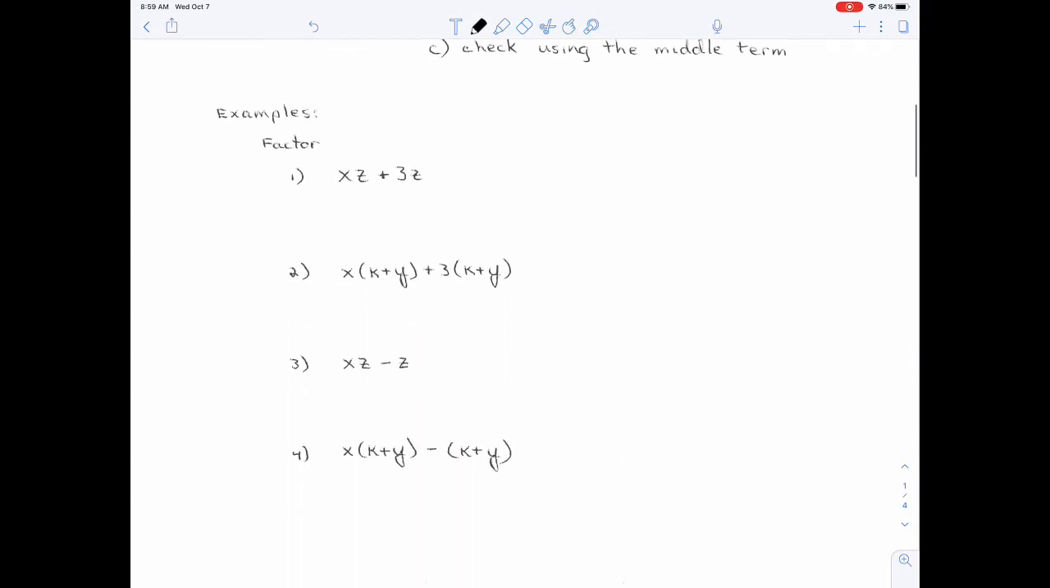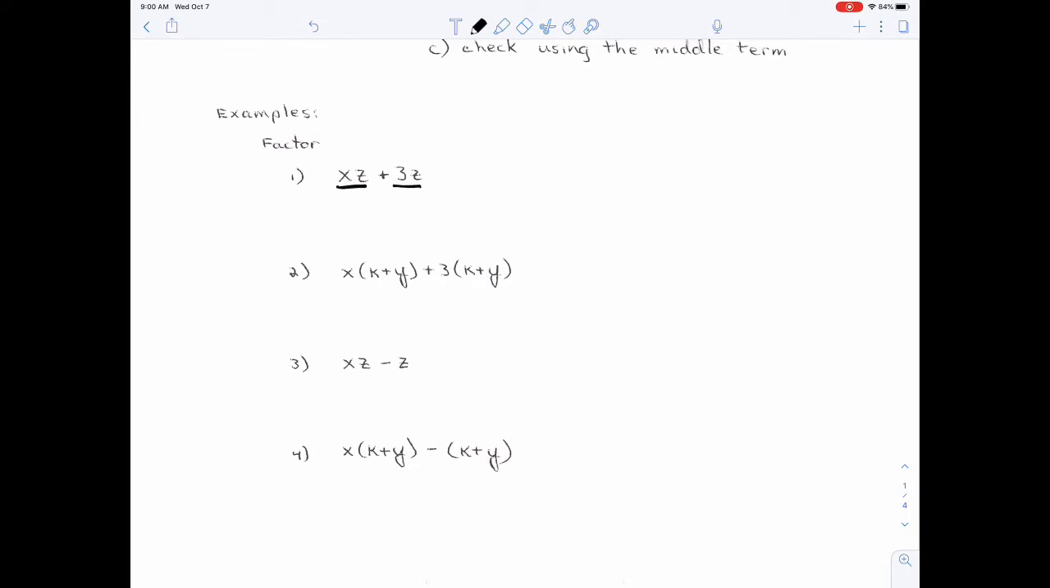So all these are just going to say factor. So here, how many terms are there? Well, first of all, there are two terms. Fine. So is there a greatest common factor? Is there something that each term has? Yes, this is the first term. This is the second term. They each have a z. That's what I mean by the greatest common factor.